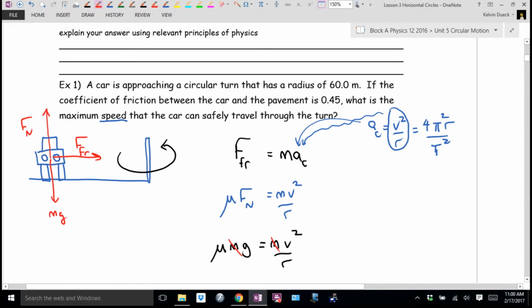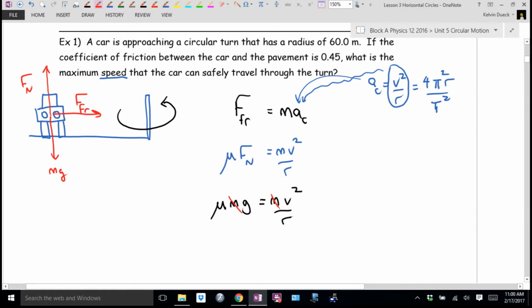Okay, so should you become a logging truck driver, please don't think to yourself, oh, Duick says the mass cancels, I can do that corner the same way the Porsche did. No, no. But in our magic physics world where we're keeping everything simple and treating everything like it's the same shape, like a box, yes. Okay.